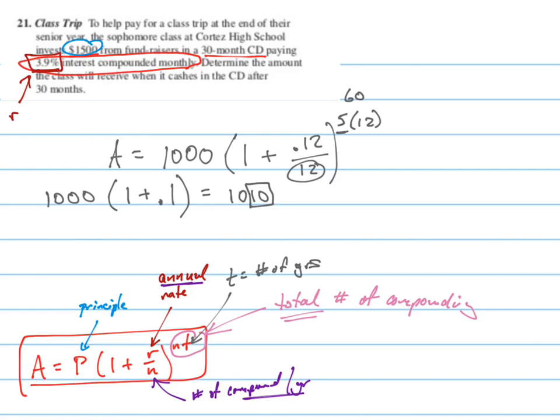So how much money do you have in your account after month 1? Here, let's set this up. Month, amount. So after month 1, how much money do I have in my account? I have $1,010. Okay, what's going to happen the second month?